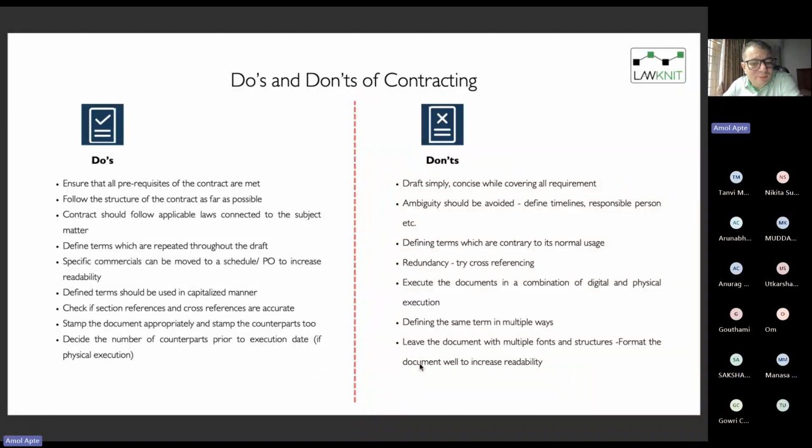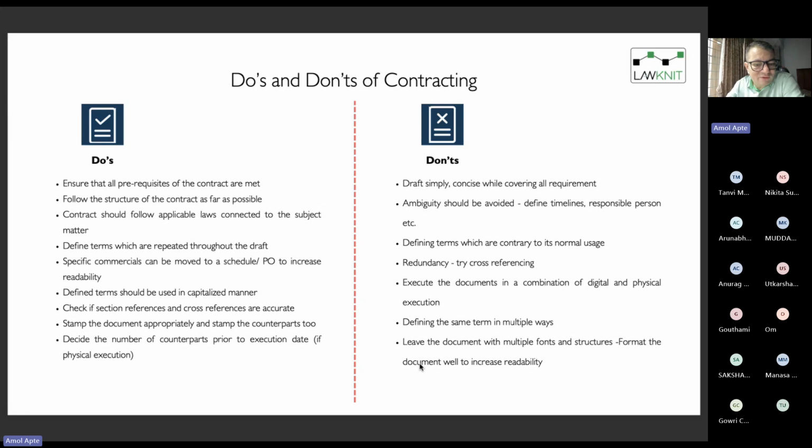Then defined terms should be used in a capitalized manner. It's a hygiene issue. Whenever there is a defined term in the contract, and whenever that term is used somewhere else in the contract language, use capitalized words to capture that term. It gives a clear understanding that this is the defined term that is being used here. It's a normal rule of contract.